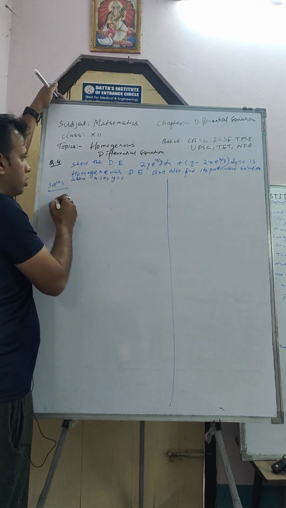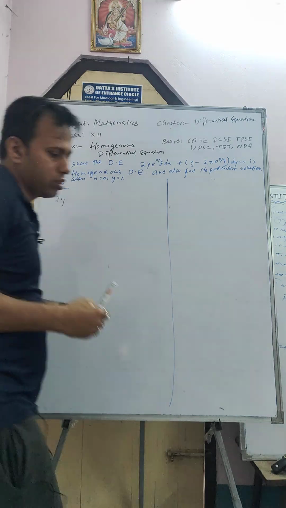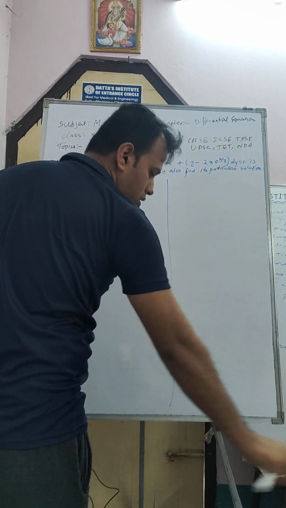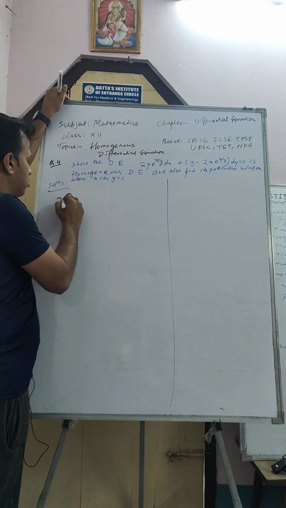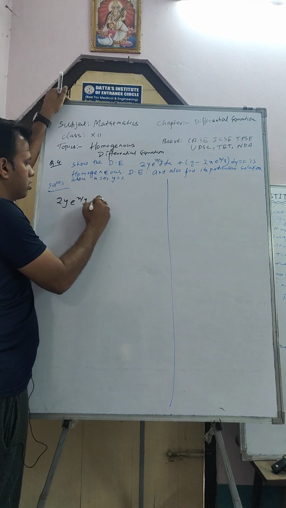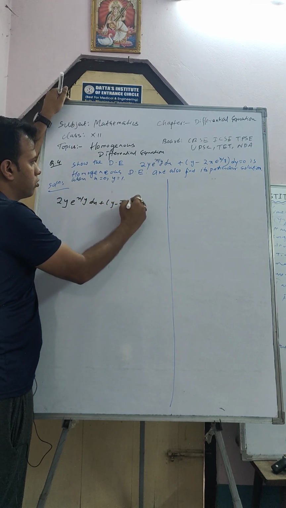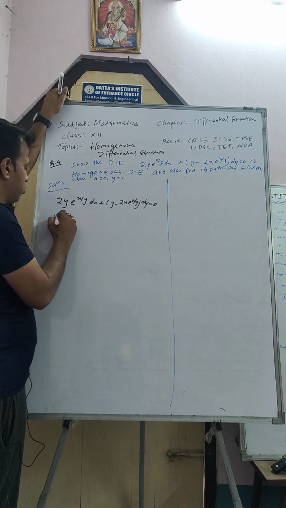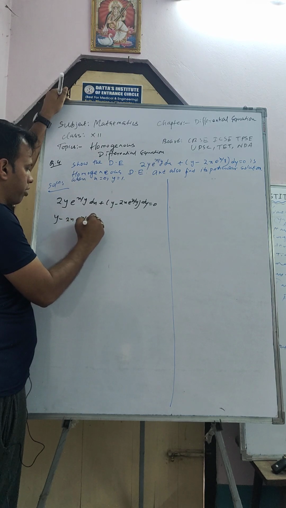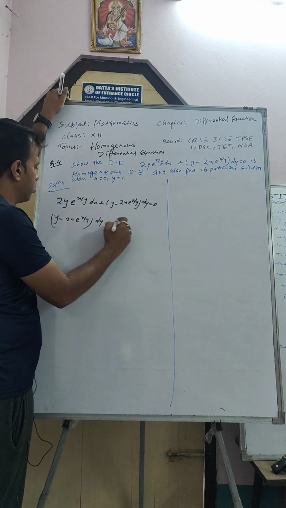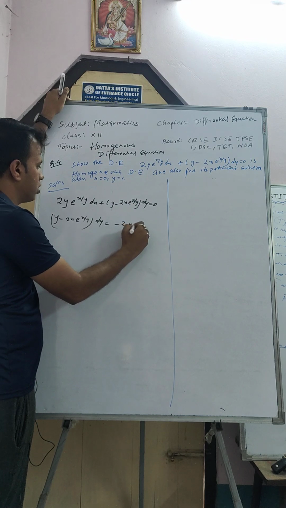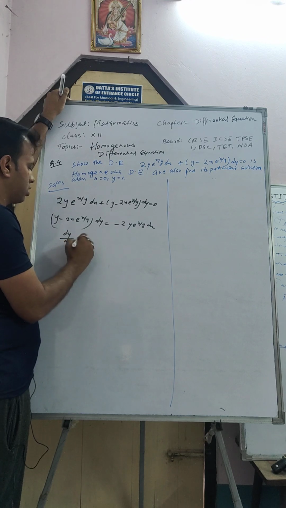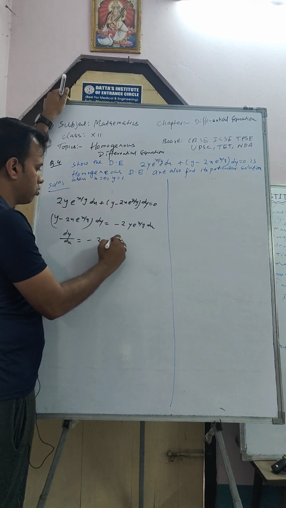So I take this differential equation: 2y e to the power x by y dx plus (y minus 2x e to the power x by y) dy equal to 0. Okay, fine. So (y minus 2x e to the power x by y) dy equal to minus 2y e to the power x by y dx. So I write dy by dx is equal to minus 2y e to the power x by y over (y minus 2x e to the power x by y).